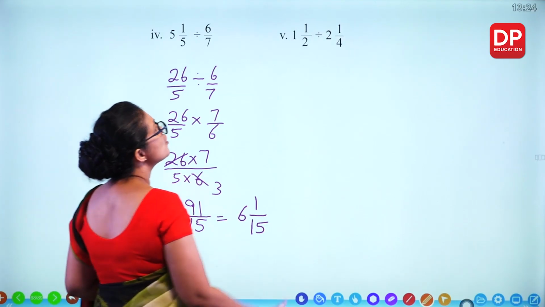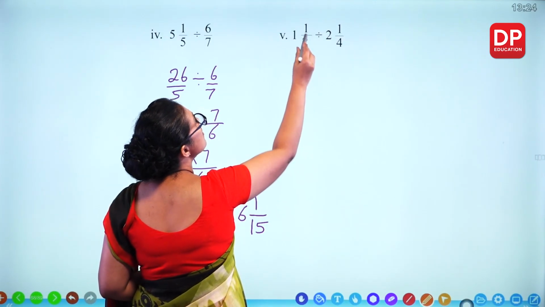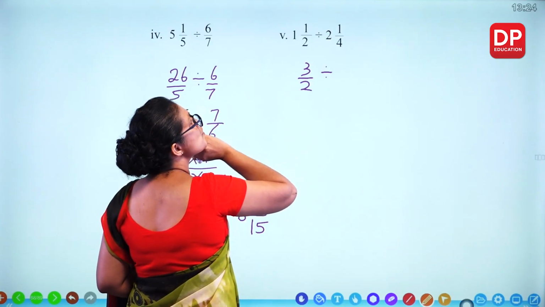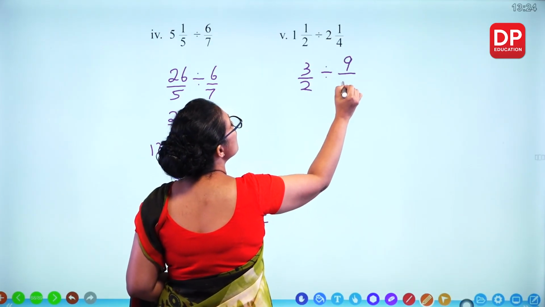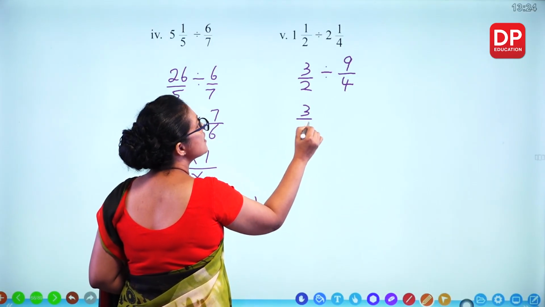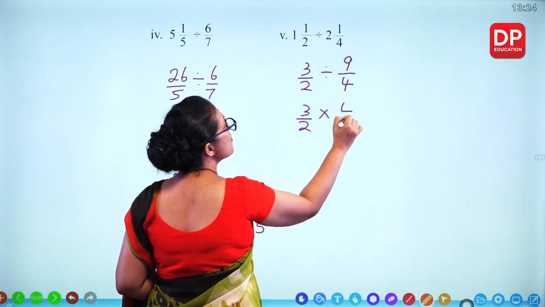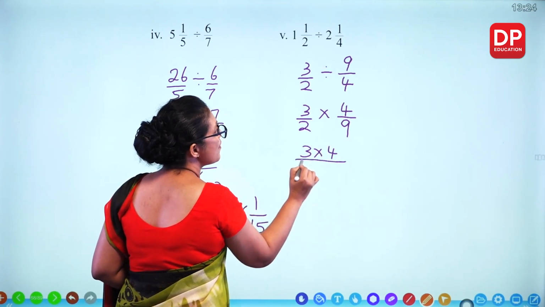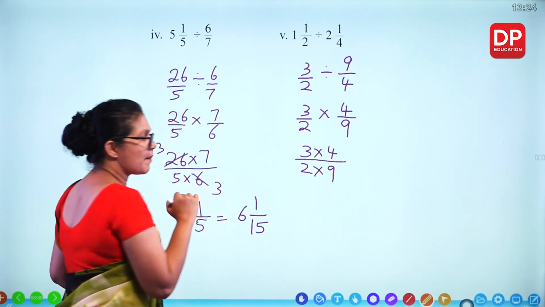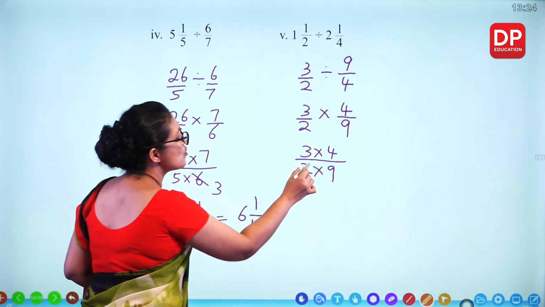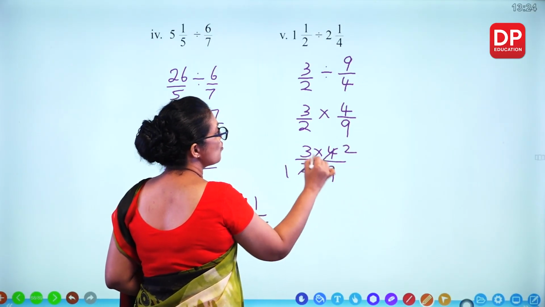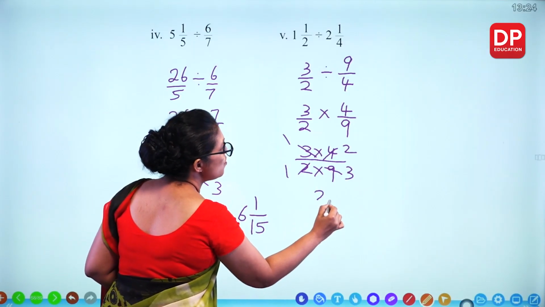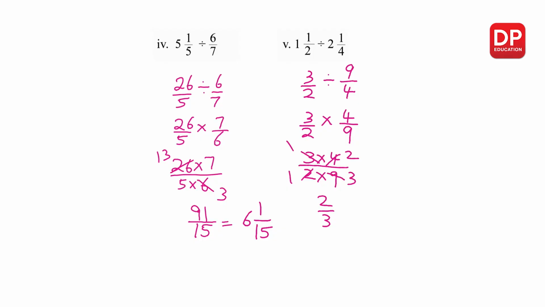This one convert to improper fraction. 3 over 2 divide by 4 times 2 8. 8 plus 1 9 over 4. Convert to multiplication by taking the reciprocal of the second one. Multiply numerator separately, denominator separately and simplify. 2 times 1, 2 times 2, 3 times 1 and 3 times 3. 2/3 you are getting.